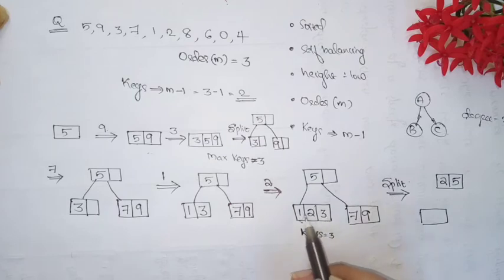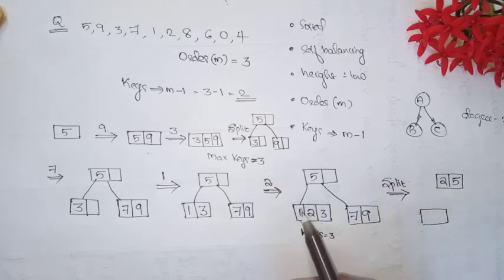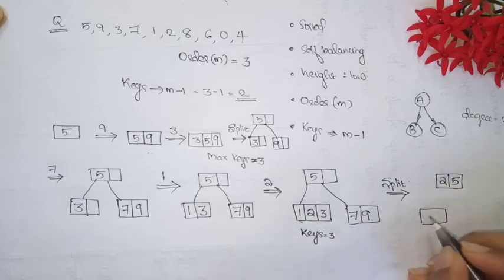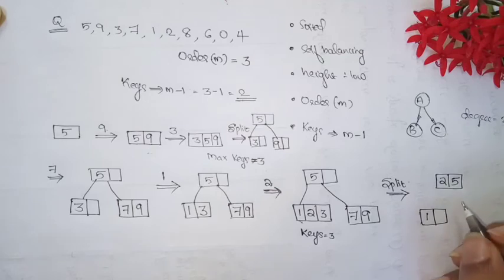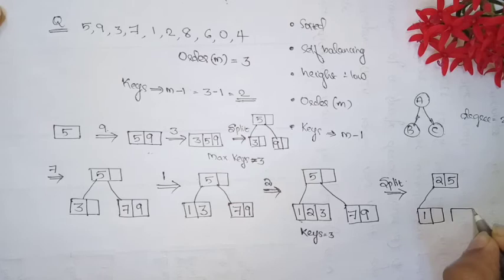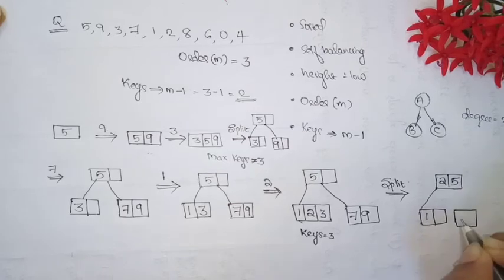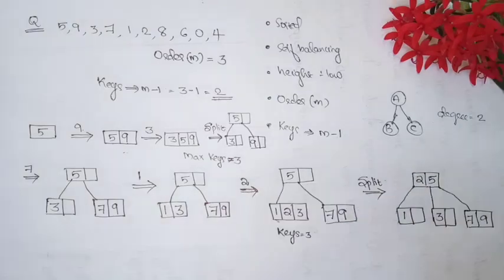And I split this particular node into 2 different nodes. 2 already moved upward. In the remaining case, the 1 will be placed in a single node and 3 will be placed in another node. So this is actually split as 1 and 3. And this 5 already has another child, 7, 9. So this will be the B tree after the split.